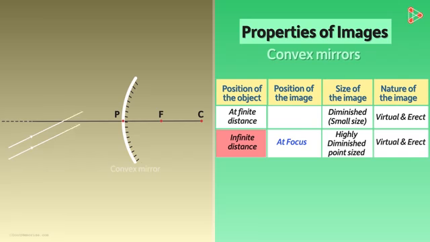If the parallel rays are traveling in this direction, the image is still formed at a single point, which is different than the principal focus. We call this point focus, as it does not lie on the principal axis.